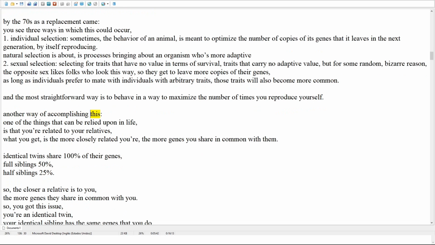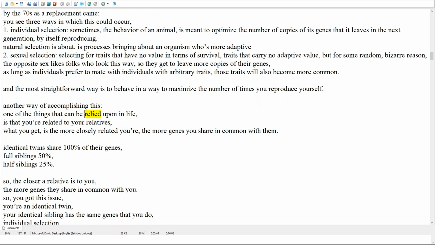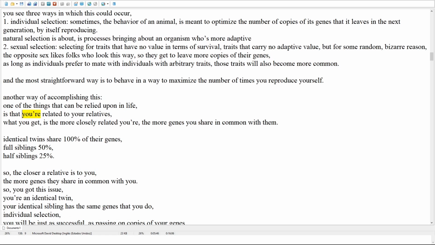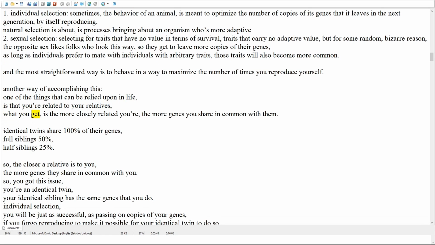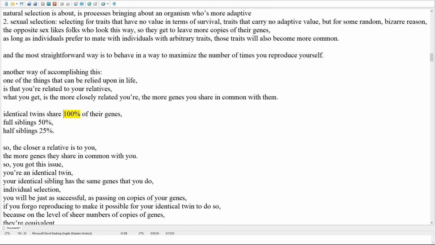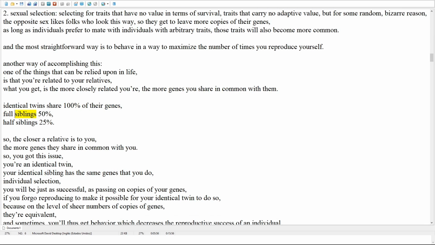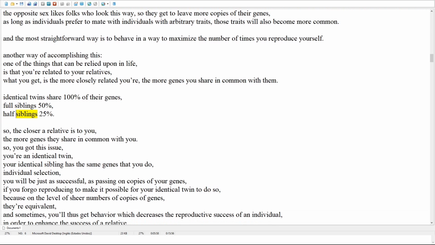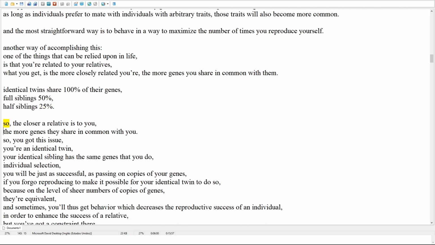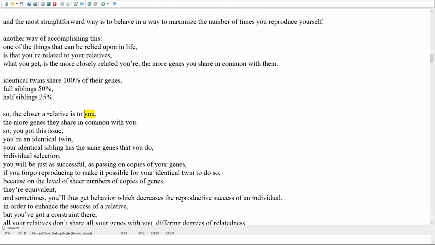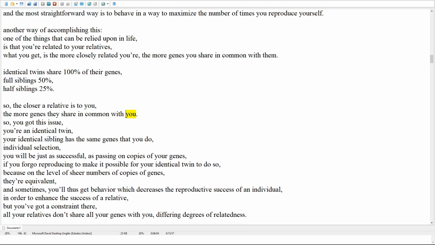Another way of accomplishing this, one of the things that can be relied upon in life, is that you're related to your relatives. What you get is the more closely related you are, the more genes you share in common with them. Identical twins share 100% of their genes. Full siblings 50%. Half siblings 25%. So, the closer a relative is to you, the more genes they share in common with you.